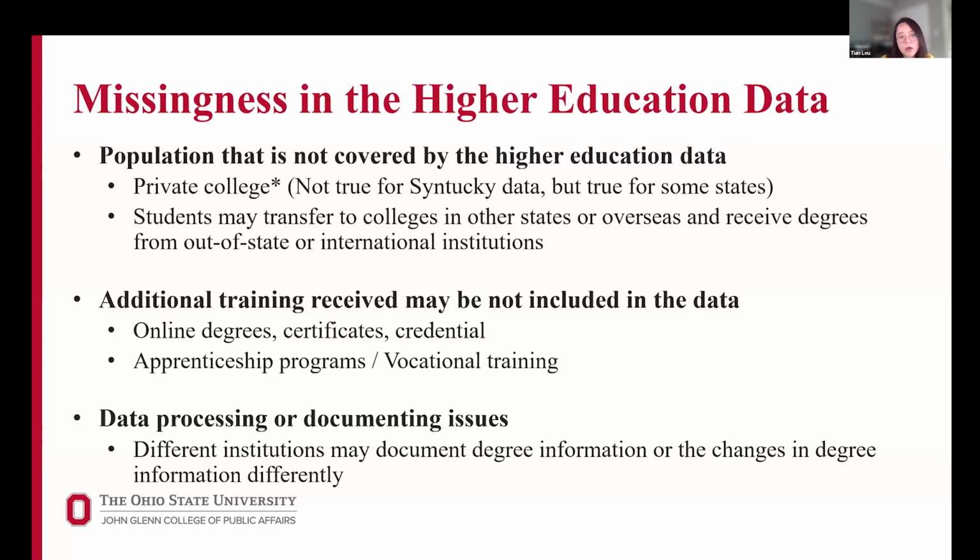And finally, there are always data processing or documenting issues. Different institutions may have small differences when they document degree information, or sometimes some of those measures could change, like for example the major fields or the zip code. It could change over time, and some institutions may adopt the new zip codes immediately, and some institutions may have a lag. So when you're analyzing those data, there may always be small discrepancies like this.